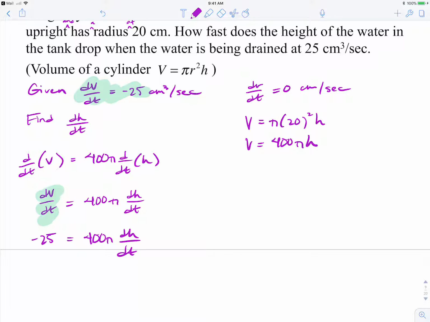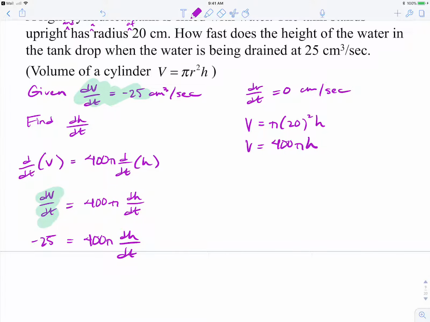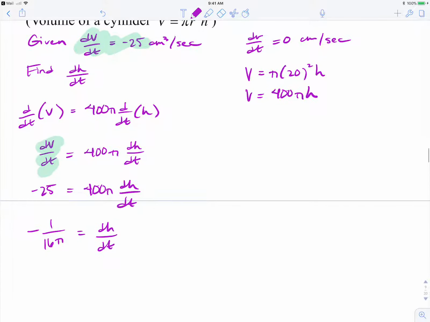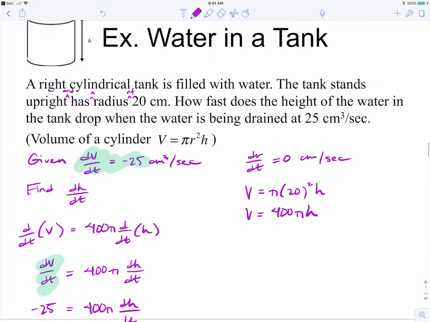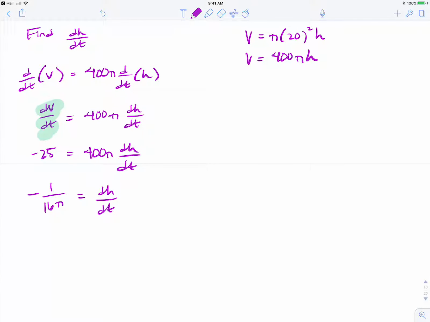Okay, so when we divide by 400 pi on each side of the equation, we will get that dh over dt is equal to negative 1 over 16 pi. And the units on that, remember, you look at, okay, I just solved for dh over dt. Think, what are the units for h, the height? In centimeters, I believe? Yes, centimeters. And then time is in seconds, so this is going to be centimeters per second.